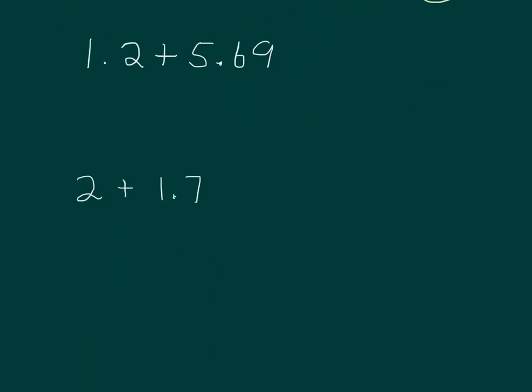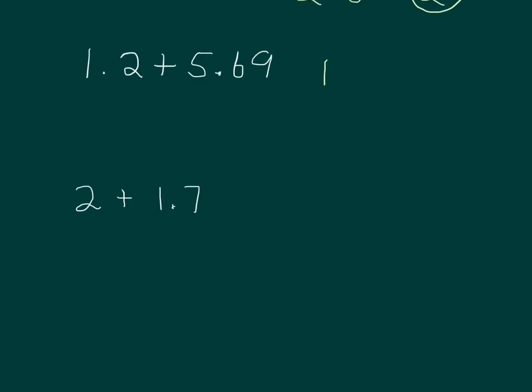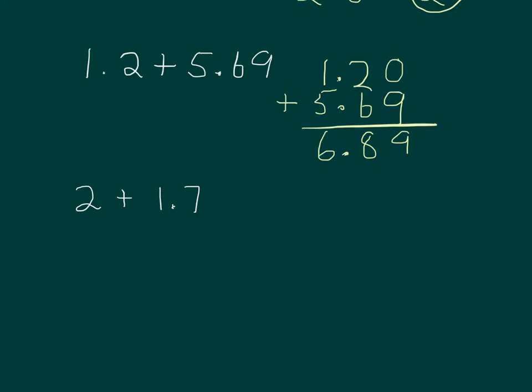1.2 plus 5.69. So line them up vertically with the decimal points lined up. That means that there's nothing above the 9. So our next step is to add zeros so that there's the even number of digits in each number. Okay, once that's set, we can just add like normal. 0 plus 9, 2 plus 6, decimal point, 6, 6.89.